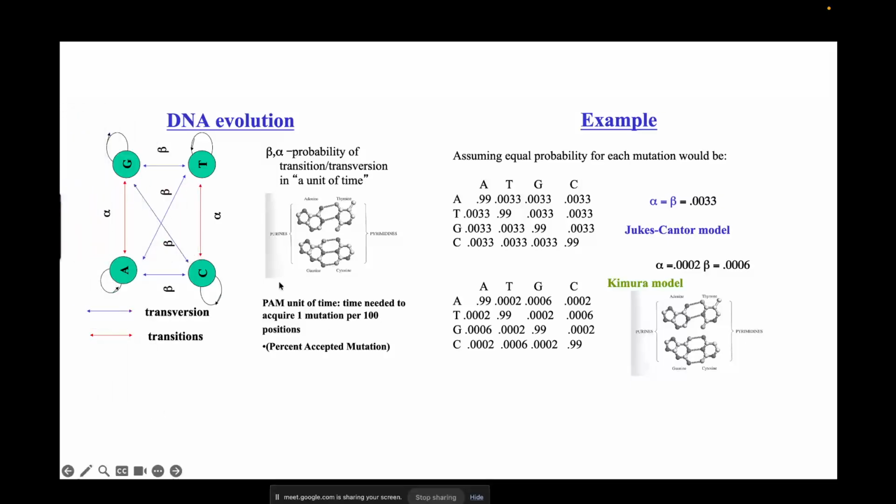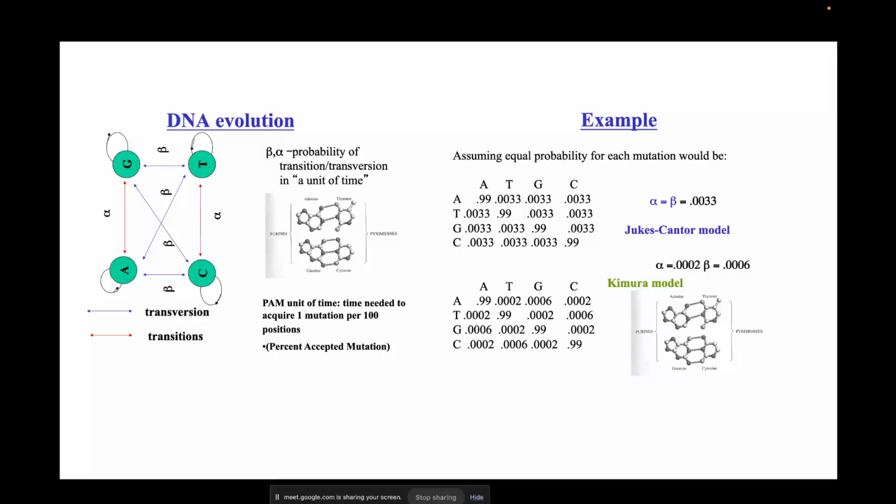So you have these four bases, right? A, G, T, and C. So conversion of A to T is basically transversion. Conversion of A to G is basically transition. So we have purine to purine as transitions and purine to pyrimidine as transversions, right?